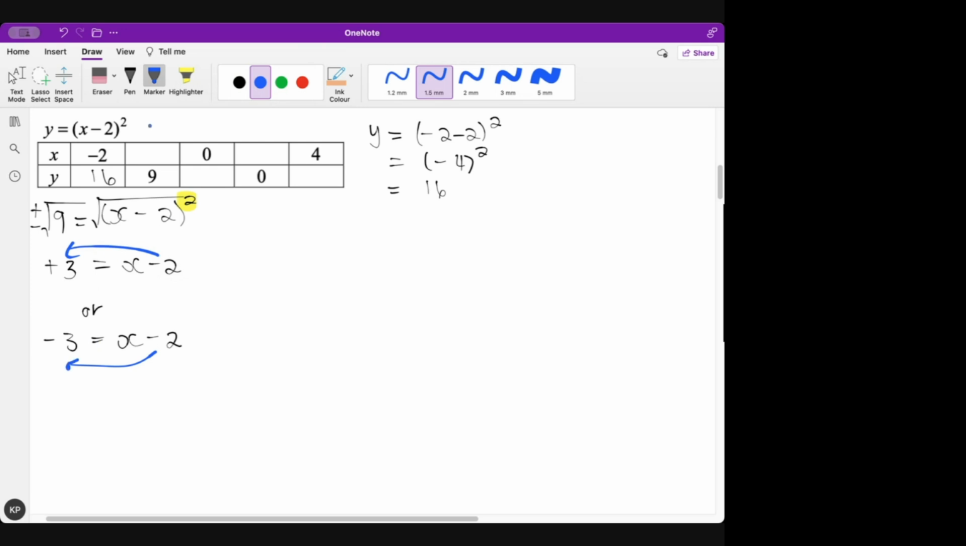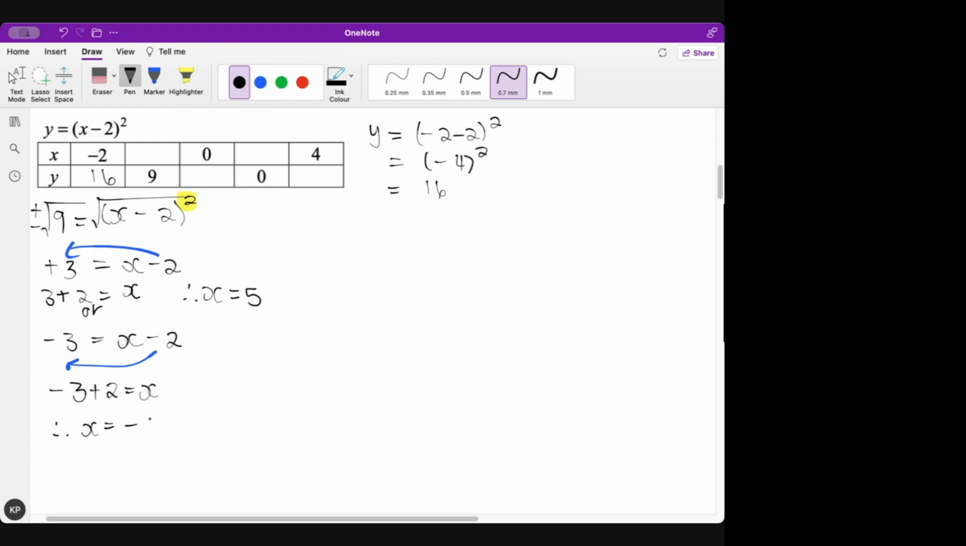Let's start with the first one. It's going to be a positive 2. Do you guys agree? So there's going to be a 3 plus 2 is equal to x. So my first solution is x is equal to what? My first solution is x is equal to 3 plus 2, which is 5. My second solution will be negative 3 plus 2 equals x. How much is negative 3 plus 2?